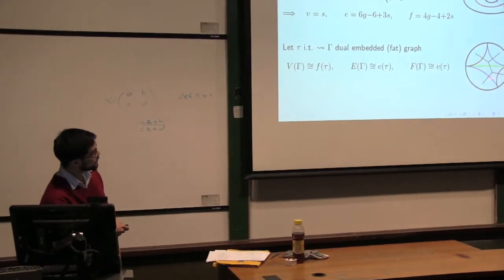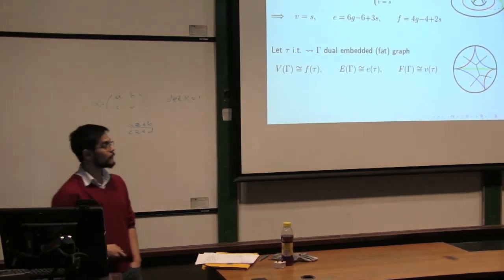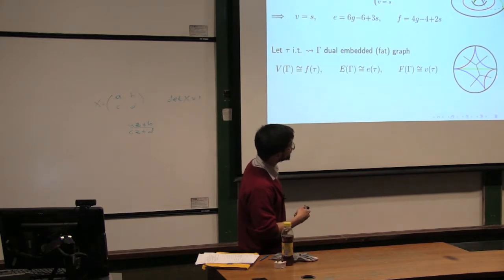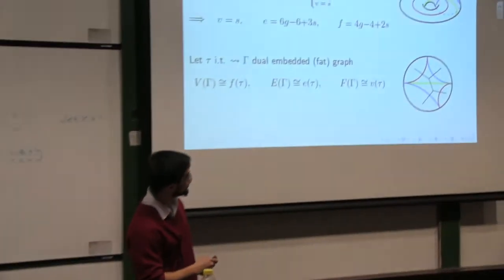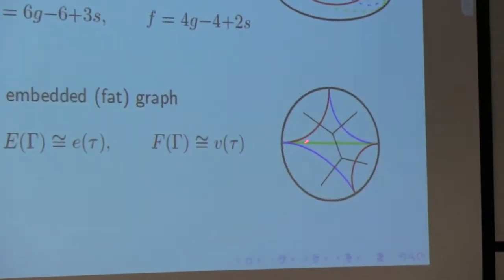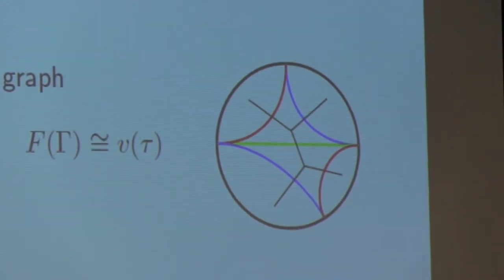Yeah, so this is the dual graph to this triangulation in the universal covering. Because this is a triangulation, so you need triangles. So, yes, this is not just a picture of the universal covering, or the fundamental region of this surface, but really of the triangulation as well.